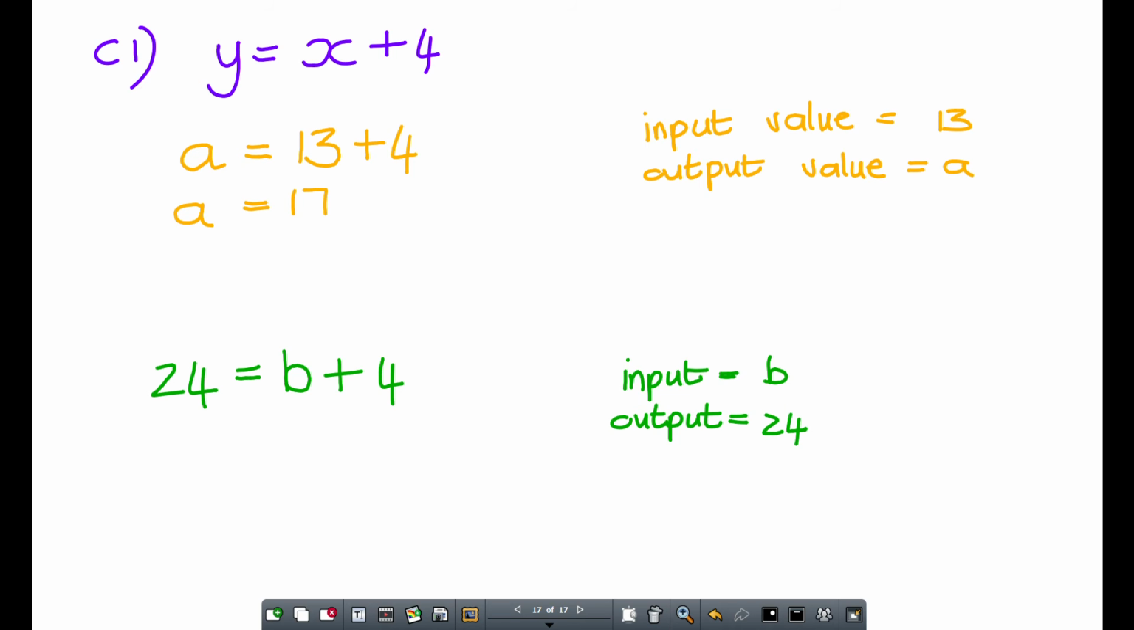Okay, right. Let's finish this one. But we still got to solve what B is. Now, how do I do that? I want to get rid of this plus 4. So I'm going to say minus 4 on both sides. Which means that over here, 24 minus 4 is going to give me 20. And B plus 4 minus 4 is just going to be B. So B is 20. You fine with that?